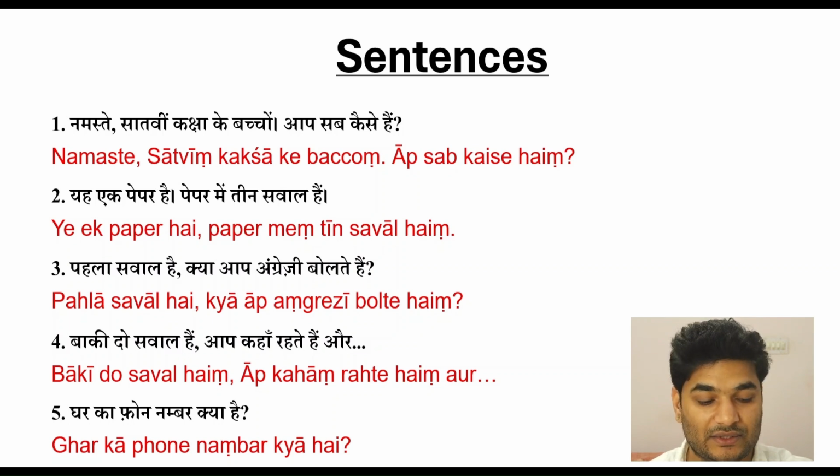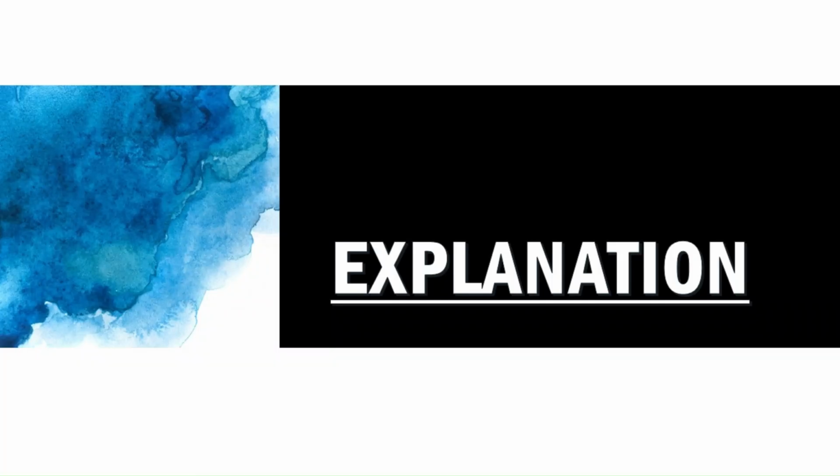And it continues. The last sentence, the last question Raju asked in the paper is घर का फोन नंबर क्या है? Phone number, singular noun. That's why we use का. घर का phone number क्या है? So these are the 5 sentences. In the next part, let's discuss the grammar behind these sentences.